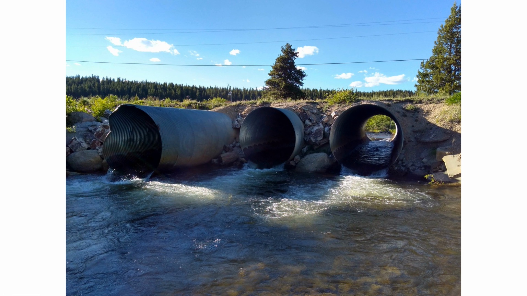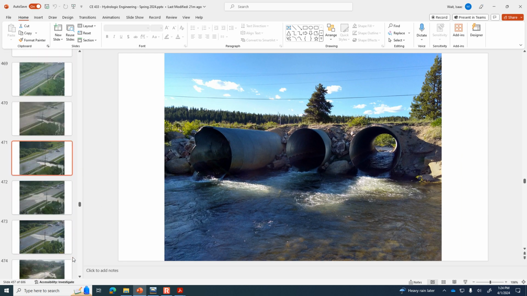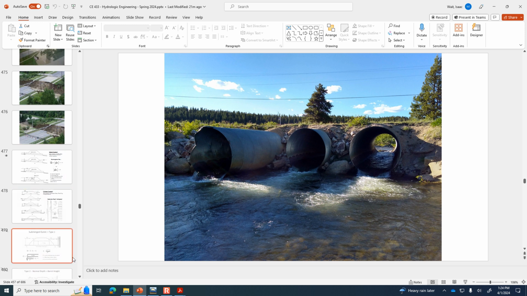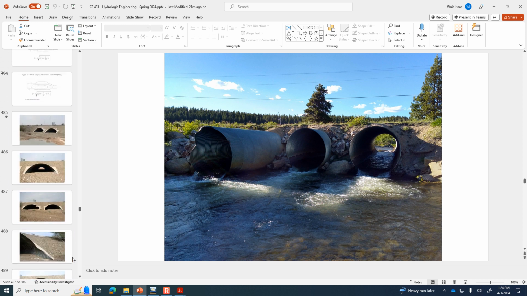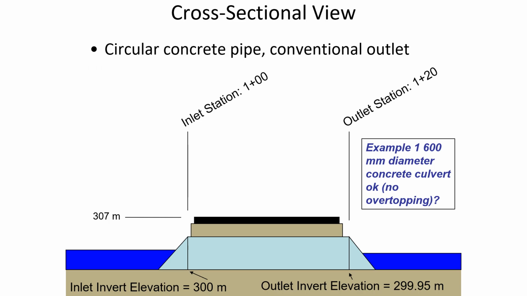And for a lot of the analyses that we're going to do, we're going to assume that the culvert does match the invert, meaning the bottom of the culvert. It does match the bottom of the channel. So if we look at this side view here, what we're assuming is that the elevation of the outlet of the culvert matches the elevation of the channel downstream.